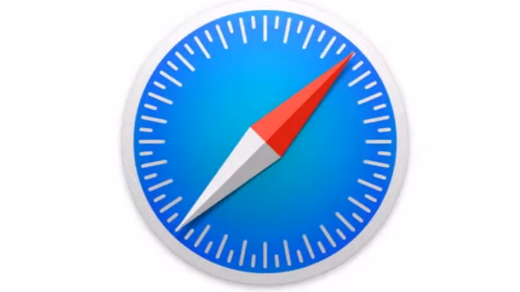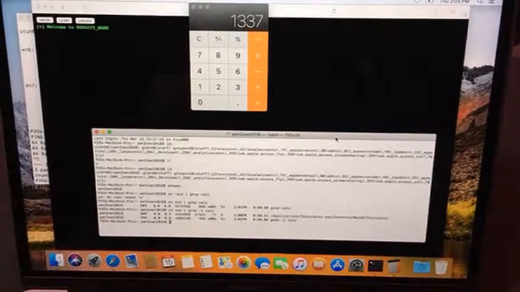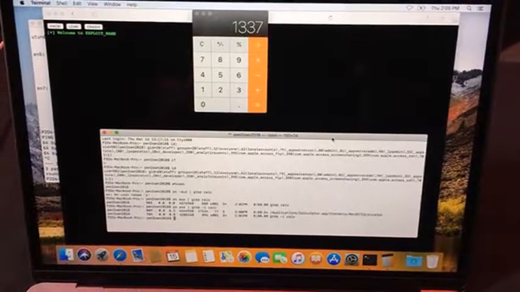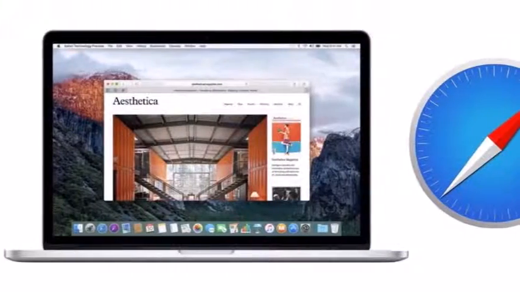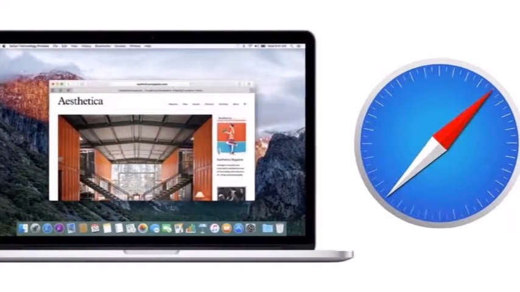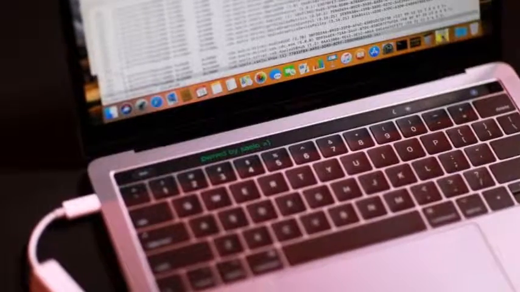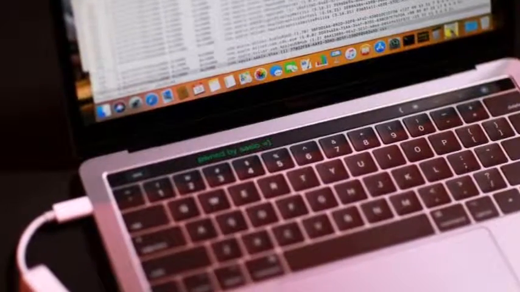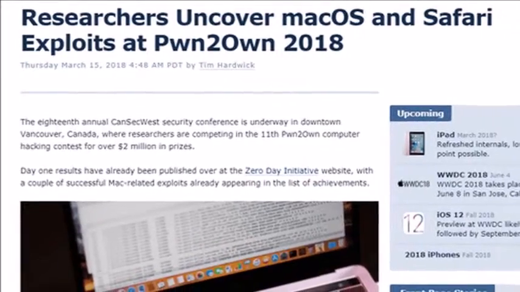A security researcher has discovered a Safari security vulnerability that gives access to the touch bar of the MacBook Pro. The vulnerability was first spotted last year and exists within the macOS kernel. It was demonstrated at Pwn2Own 2018, which is underway in Vancouver, Canada. Two other Safari security vulnerabilities were also showcased at the annual ethical hacking conference.